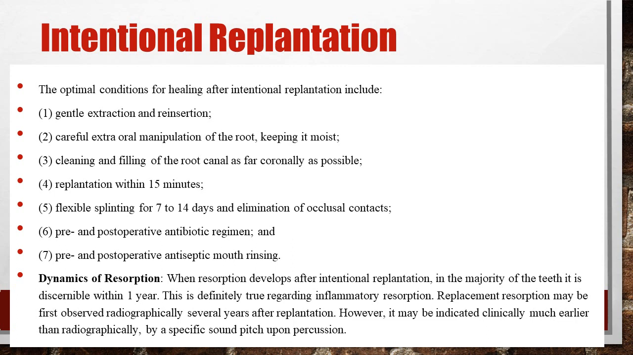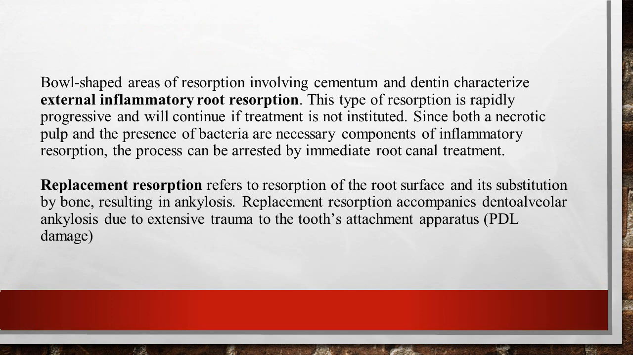So for 2 weeks you have to do the splinting, remove all the occlusal contacts. And of course you have to give your antibiotics and analgesics. The analgesics of course is if required, and the antibiotics, yes, definitely to allow the tooth region to heal. Yeah, so you can expect a certain amount of resorption. Resorption is acceptable, and it is expected to happen. So there are two types of resorption which can happen. You can have your inflammatory and you can have your replacement. So you should know the difference between the two. The inflammatory resorptions are the bowl-shaped areas which involve the cementum and the dentine.